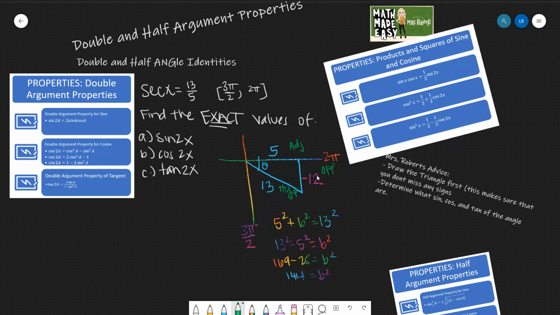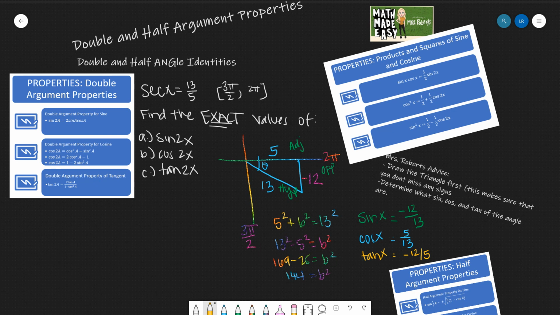So our sine of theta is negative 12 over 13. Our cosine of theta is 5 over 13. And our tangent of theta, I guess all those should be x's, is negative 12 over 5. Okay, so we have figured out what sine, cosine, and tangent are.